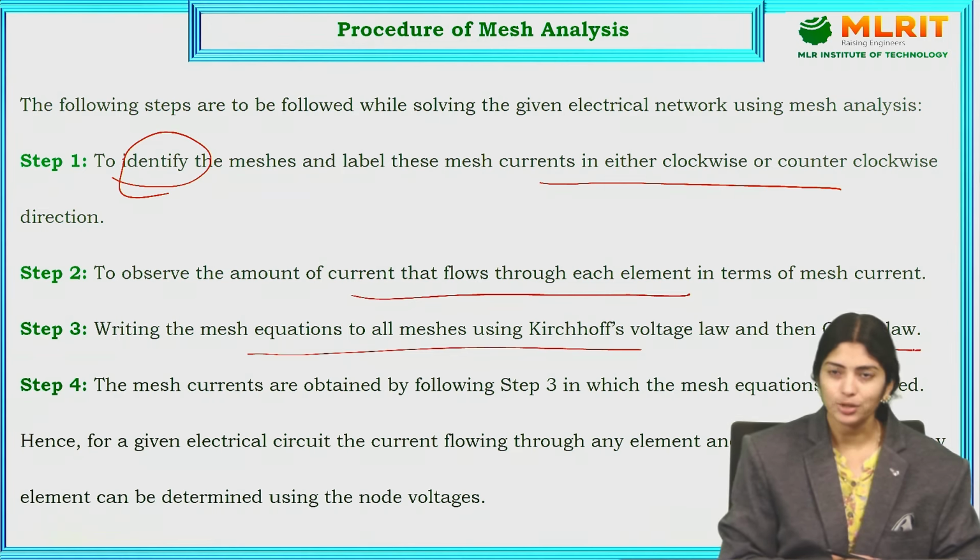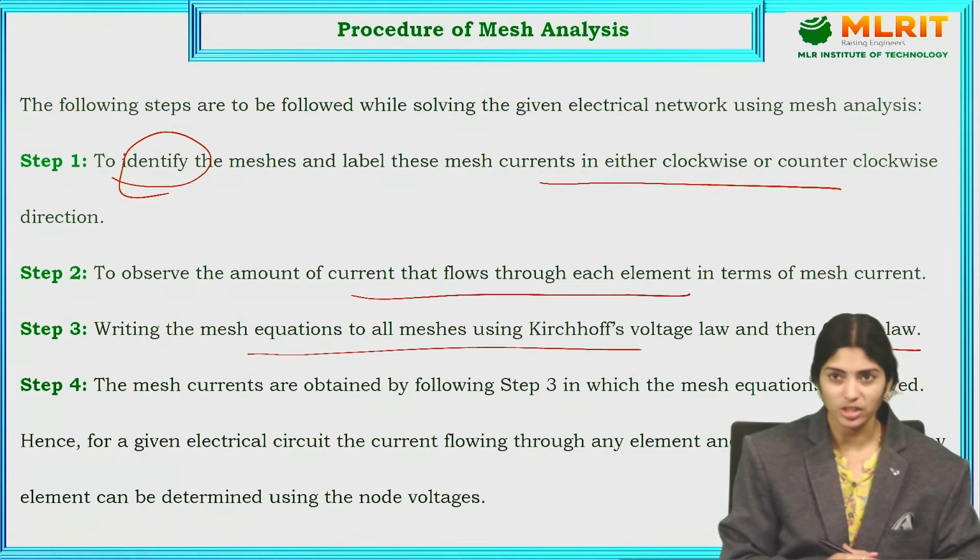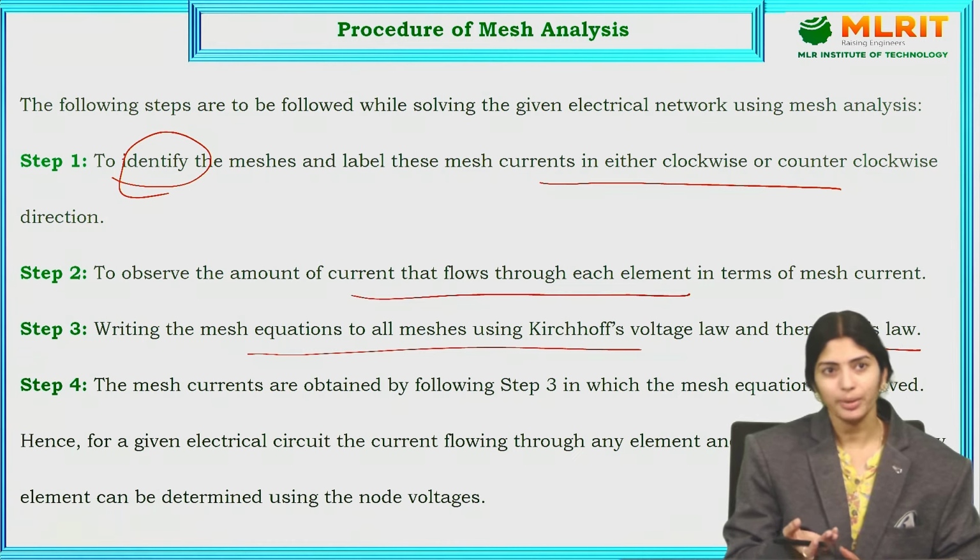So V is equal to I into R. According to that, we are going to find out the voltage drop in the circuit. So we have to write down the mesh equations for all the meshes using Kirchhoff's voltage law and Ohm's law. Next, step 4 is that the mesh currents are obtained. Already we got the mesh currents by applying KVL and Ohm's law in step 3.